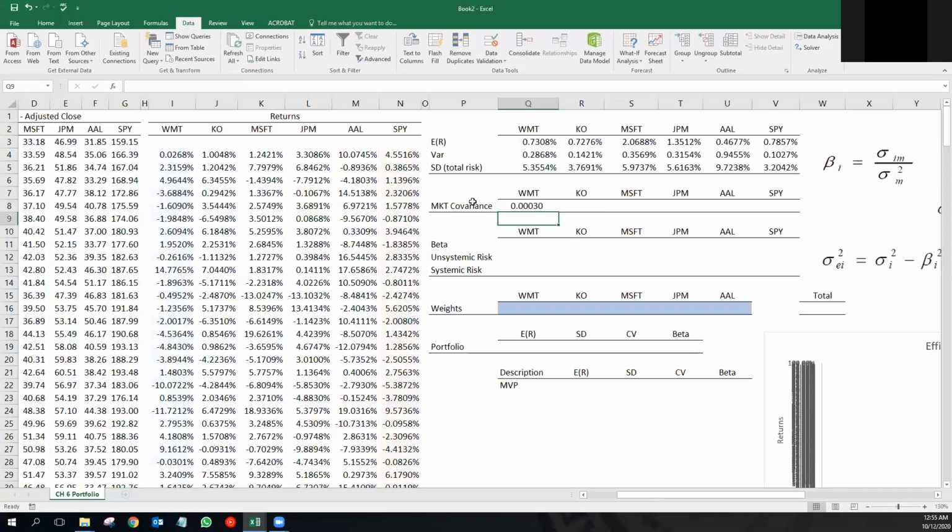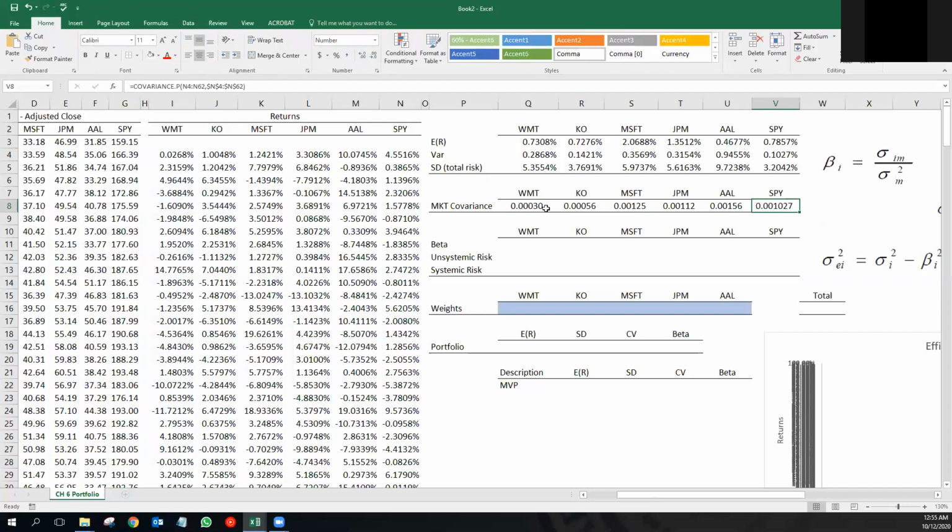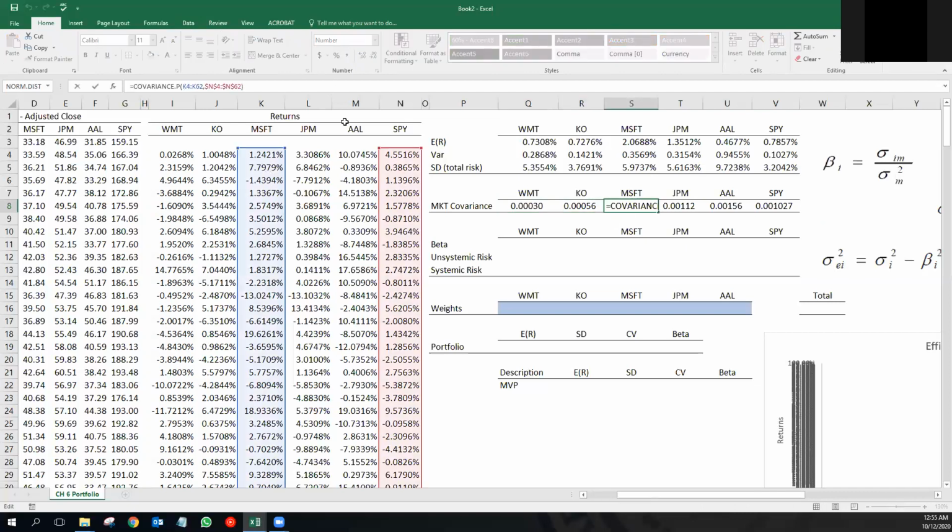And that is the covariance between Walmart and the market. So when I drag in now, after I locked it in, you're gonna see the covariance for each one of them against the market.